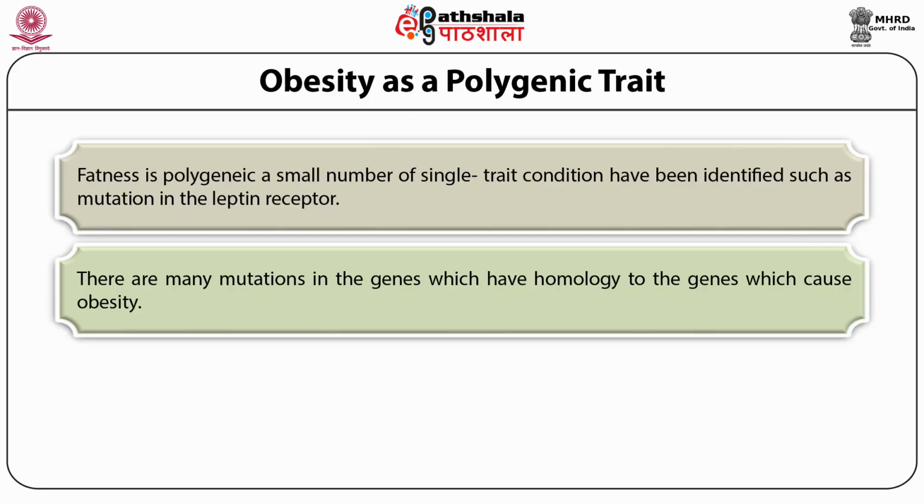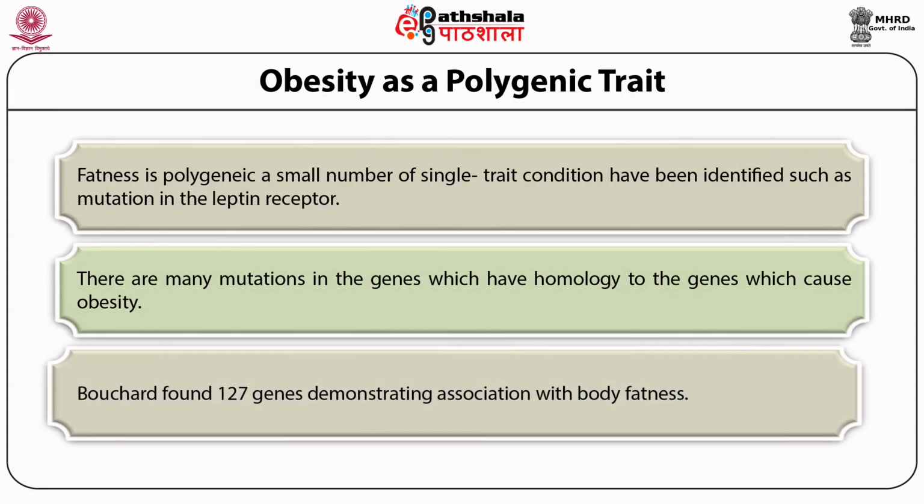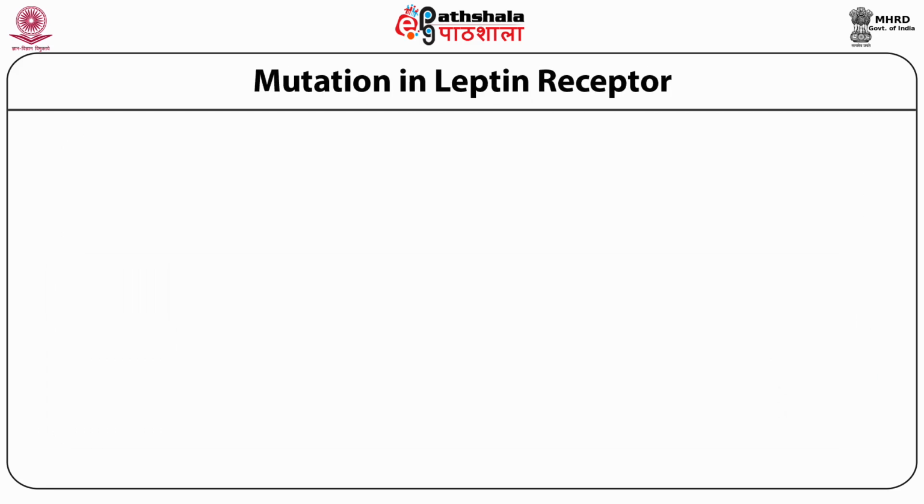In 2007, Bouchard analyzed the map of genetic contributions to human obesity in order to clarify how genetic factors are implicated in the biology of adipose tissue. Bouchard found 127 genes demonstrating association with body fatness. Mutation in the leptin receptor is another factor contributing towards obesity. Leptin is an endocrine hormone produced by the adipose tissue. It is responsible for many metabolic pathways.